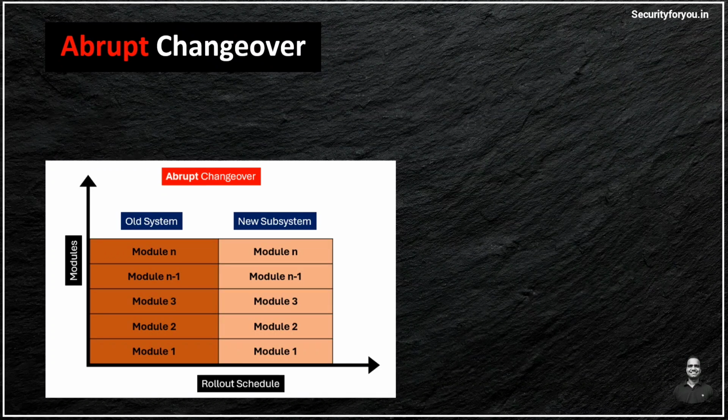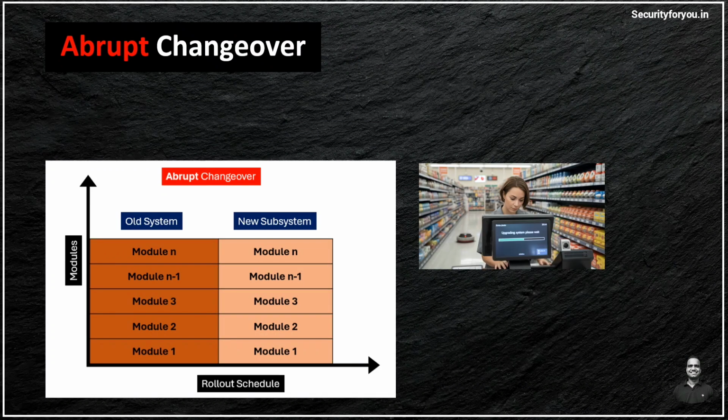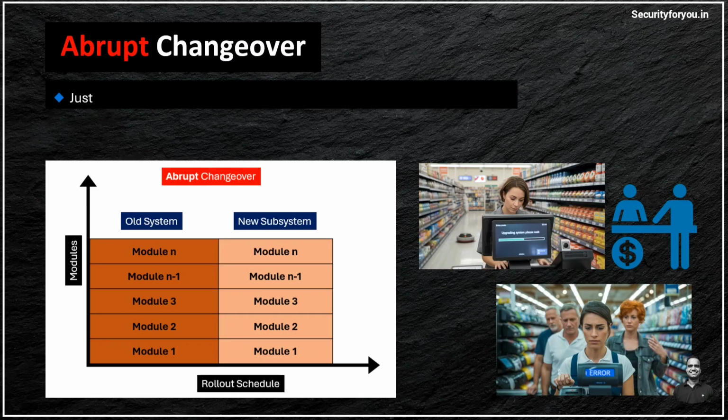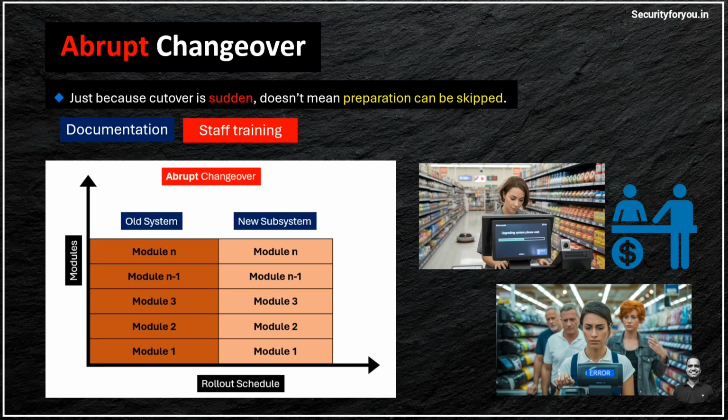Let's take an example. Suppose a retail store upgrades its barcode scanning software overnight. If something breaks, it may slow down billing, causing customer frustration, right? Always remember, just because the cutover is sudden doesn't mean preparation can be skipped, right? Documentation, staff training, and stakeholder communication must happen before the switch. A successful abrupt changeover needs strong planning and immediate support readiness, right?